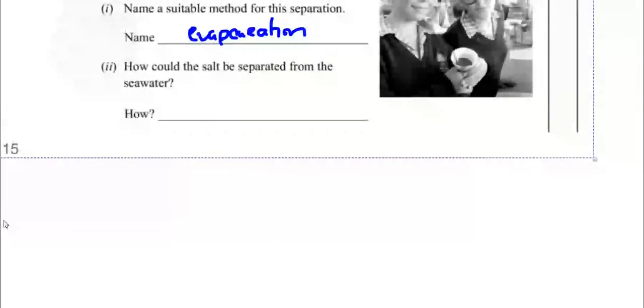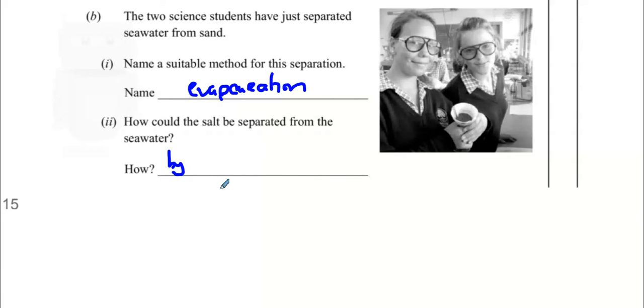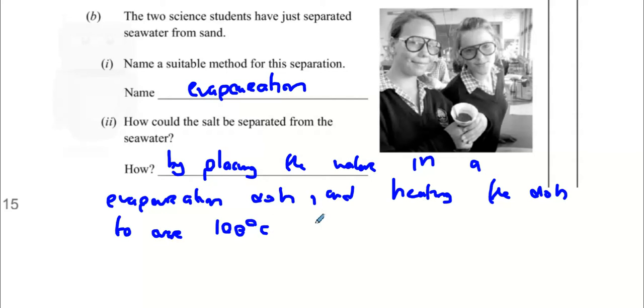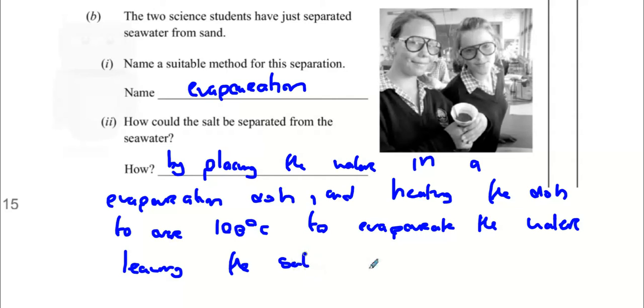One sec, there is no 15 underneath. So how? By placing the water in an evaporation dish and heating the dish to over 100 degrees to evaporate off the water, leaving the salt behind.